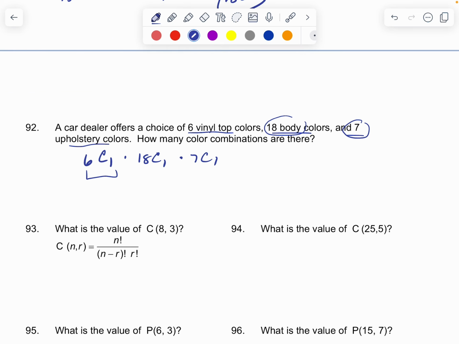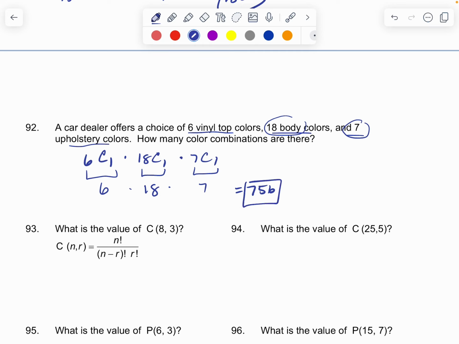6 choose 1, if you plug that into your calculator, is 6. 18 choose 1 is 18. And 7 choose 1 is 7. So 6 times 18 times 7 just equals 756.